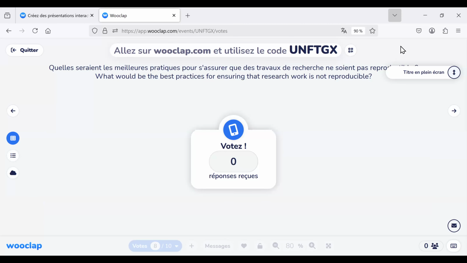Là, je pense qu'on va sur la fin. À votre avis, il reste 2 questions. Quelles seraient les meilleures pratiques pour s'assurer que des travaux de recherche ne soient pas reproductibles? Qu'est-ce qu'il ne faut pas faire? Qu'est-ce qu'il faut faire pour que ça ne soit pas reproductible?